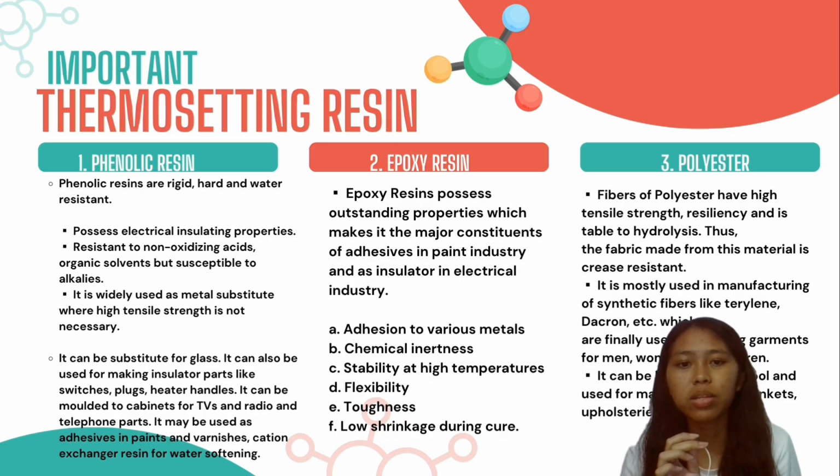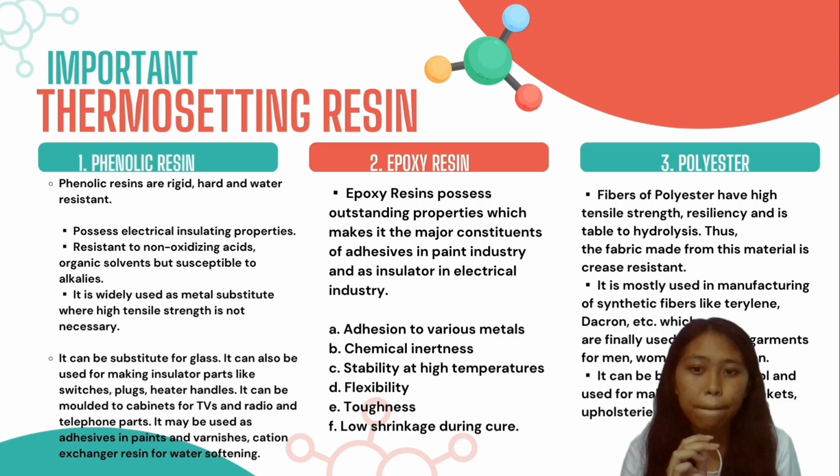Phenolic resins are among the oldest synthetic plastics. They are known for being hard and heat resistant. That's why you often see them in electrical components like switches or handles, especially where heat is involved. However, they are a bit brittle compared to other plastics, so they are not used where flexibility is needed.